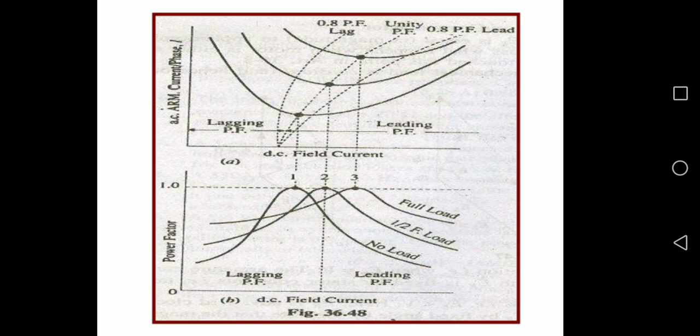So this is the V and inverted V curves. The V curves are drawn between excitation and armature current. Inverted V curves are drawn between power factor and excitation.